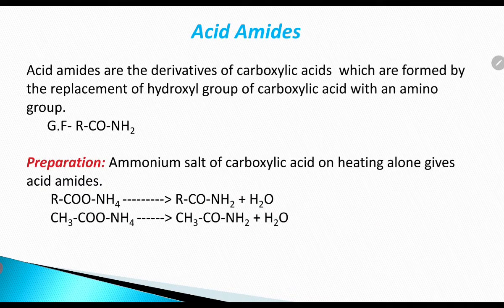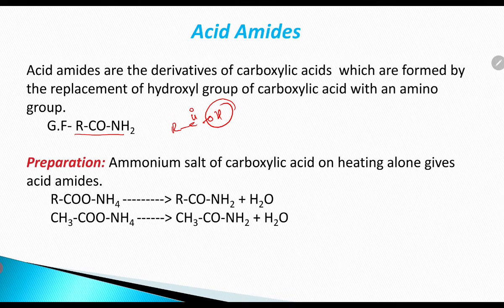Next, acetamides. Acetamides are the derivatives of carboxylic acids which are formed by the replacement of the hydroxyl group of the carboxylic acid with an amino group. If the OH group of a carboxylic acid is replaced by an amine group, then we call them acetamides. The general formula is RCONH2.